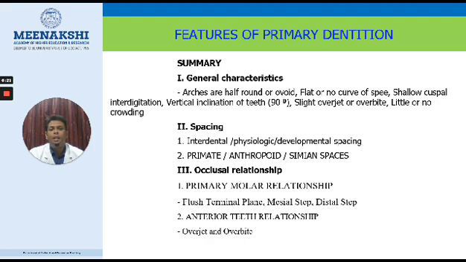Coming to the summary, we have seen the general characteristics, the spacing and the occlusal relationships of primary teeth. Under general characteristics, we have seen all these features. In spacing, we have seen the physiologic and primate spaces, and in occlusal relationship, we have seen the different types of molar and anterior relationships. Thank you.